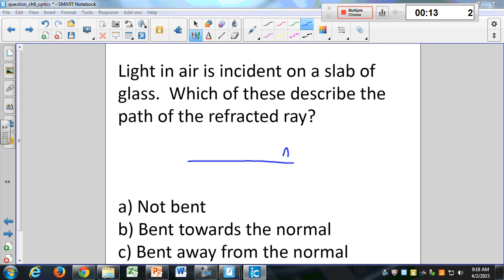I have air on this side, glass on this side. I have a ray that comes in. And this line, this is called the normal line. We mentioned this earlier, but the normal just means perpendicular. It's perpendicular to the surface. All right, so which of these describe the path of the refracted ray?